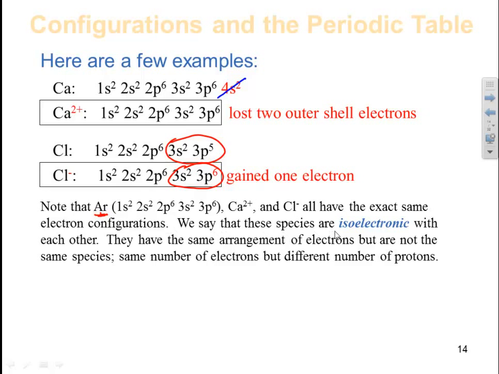We say that these species are isoelectronic with each other. They have the same arrangement of electrons, but are not the same species. That doesn't make calcium 2+, chlorine minus, and argon the same thing. They just happen to have the same number of electrons, the same electron configuration. However, they have a different number of protons, which is where their identity comes from. Each one still has the same number of protons that it had before losing or gaining electrons.